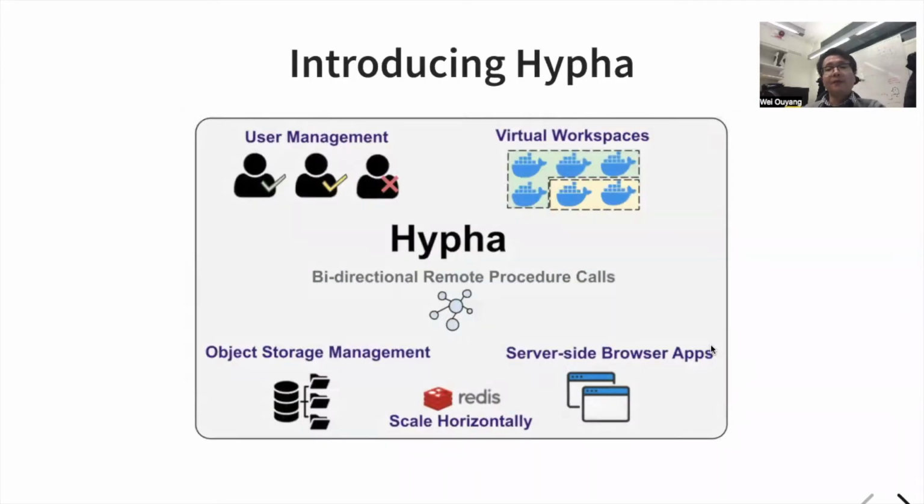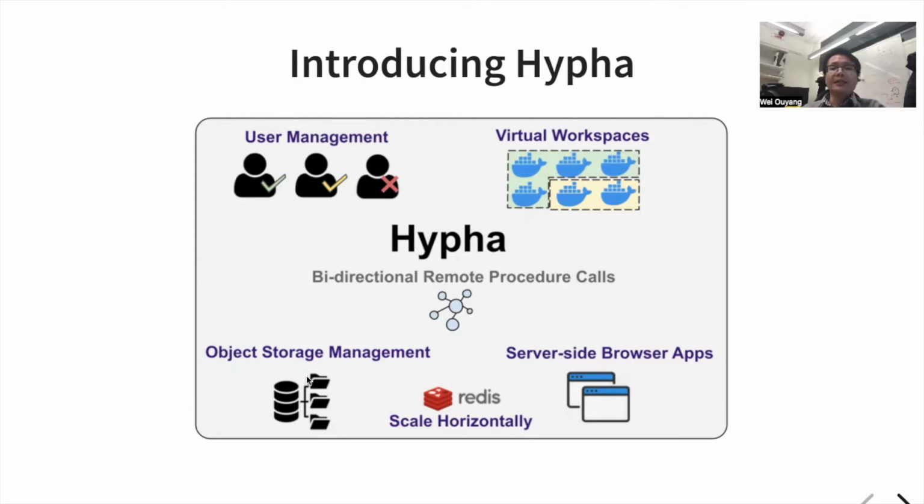With that in mind, we designed this platform called Hypha. Hypha itself is a Python library which does bidirectional remote procedure calls. So it's a communication hub. It handles user authentication, for example. It separates different applications into virtual workspaces.